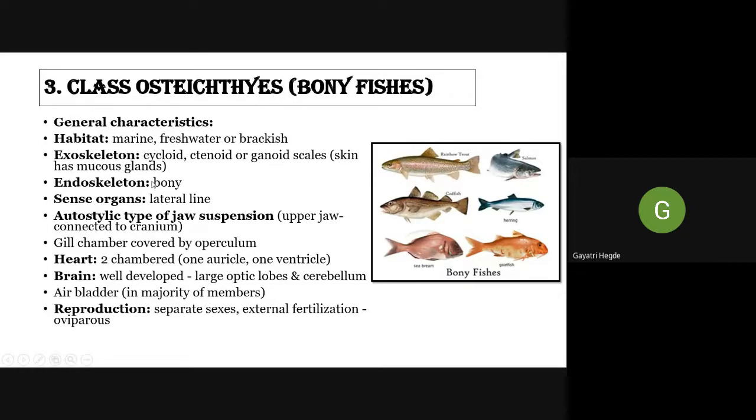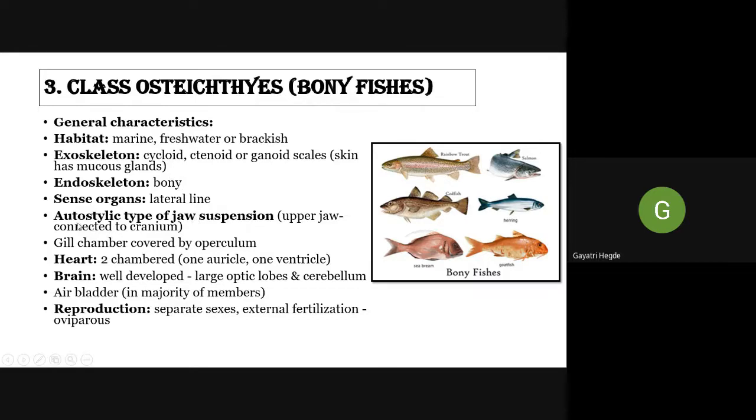The endoskeleton is made up of bony skeleton and they have a lateral line as their sense organ. A lateral line is clearly visible over here. As the sense organ, what do they have? They have a lateral line. The endoskeleton is bony. Exoskeleton can be of any kind of scales: cycloid, ctenoid, ganoid. Placoid scales are not found in bony fishes. Placoid scales are found only in cartilaginous fishes.